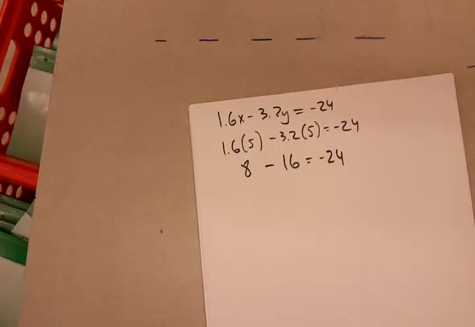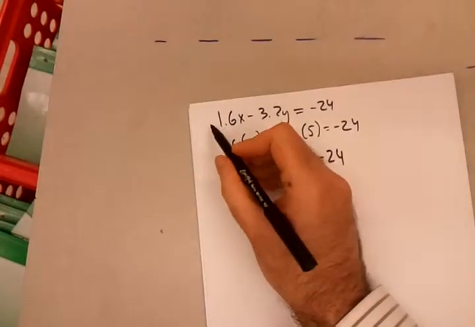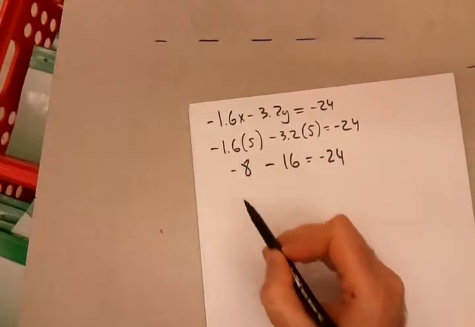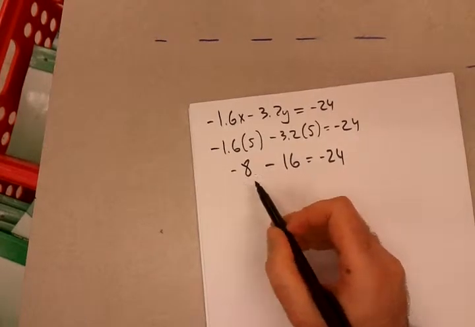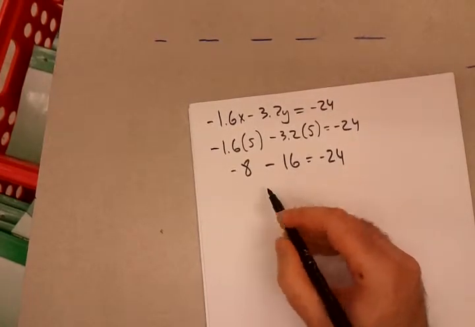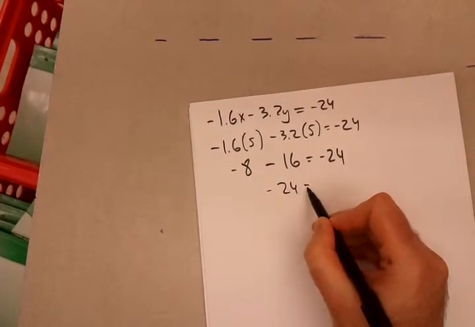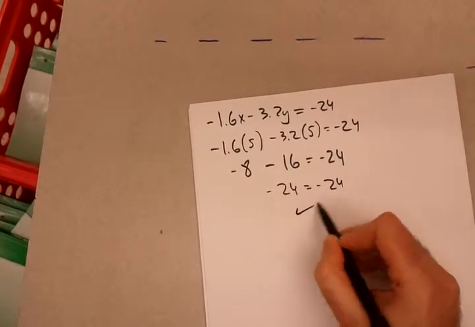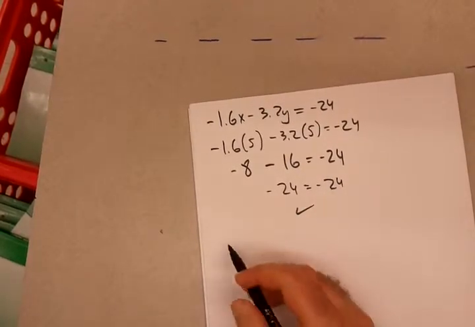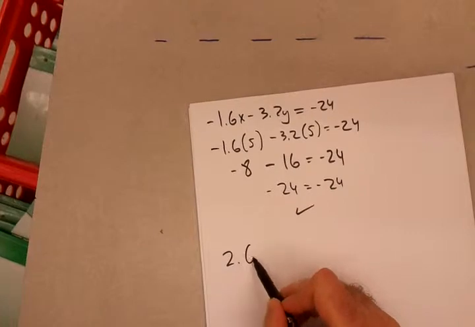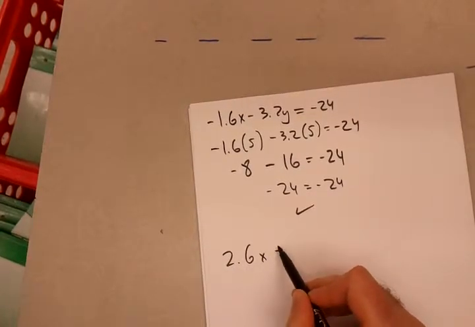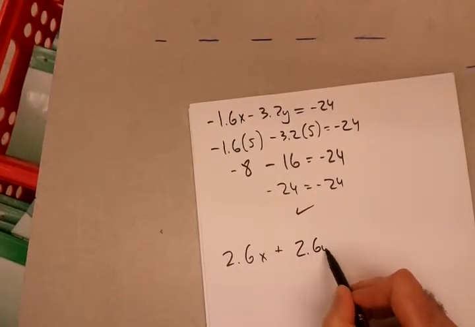So when you go ahead and do your calculation, oh, it's a negative 1.6, haha. So it's a negative 8. Sorry, see how easy it is to miss things. So negative 8 minus 16, that's a negative 24, equals to negative 24. Checks out. Now let's try it with the other one, because it has to work for both or it's bust.